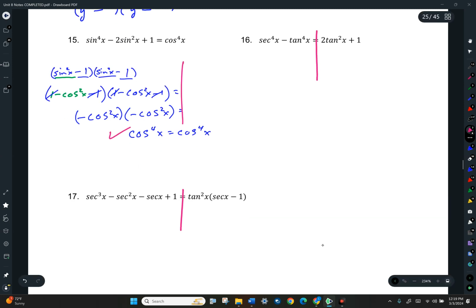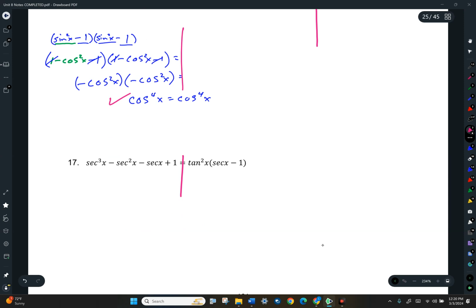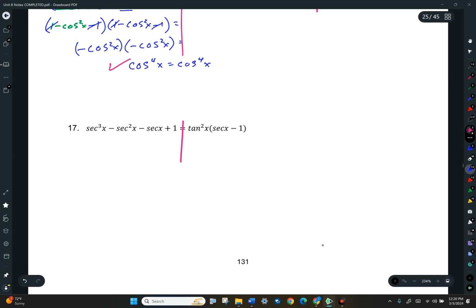On number 17, on the right side, can I factor that? Well, what's the factoring rule if you have 4 terms? If there's 4 terms, don't you do factor by grouping? So just to get you started, how do you do factor by grouping? Well, try grouping the first 2 and the last 2.